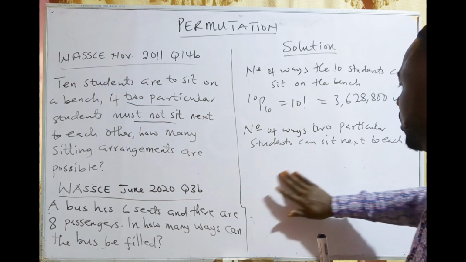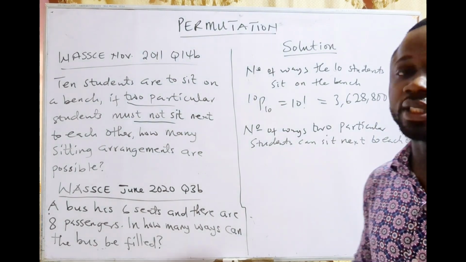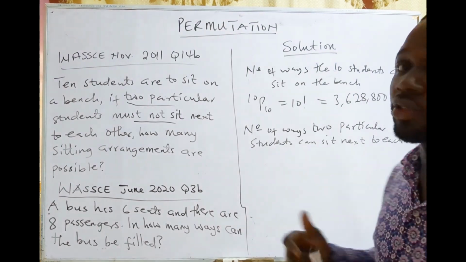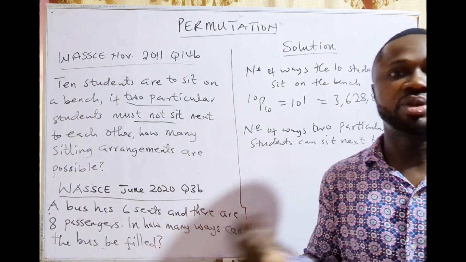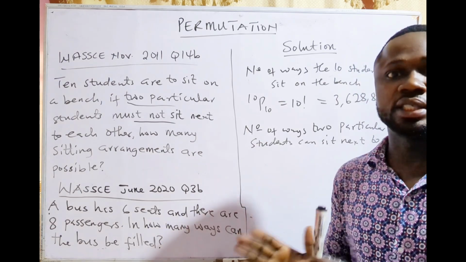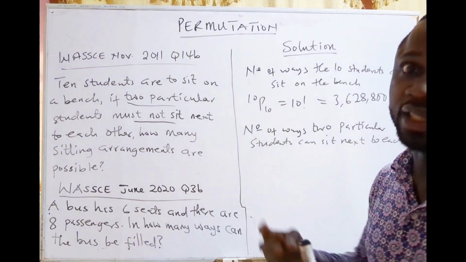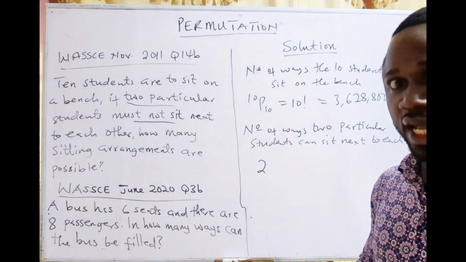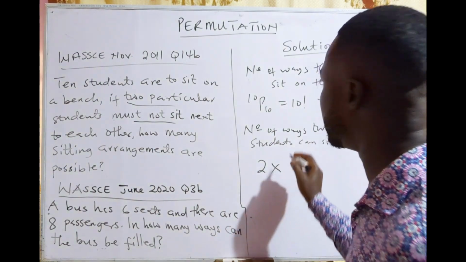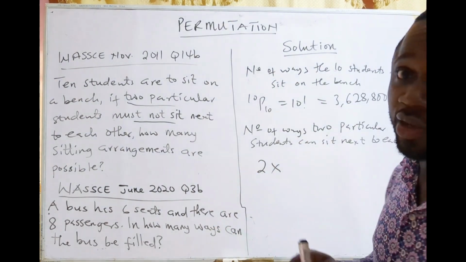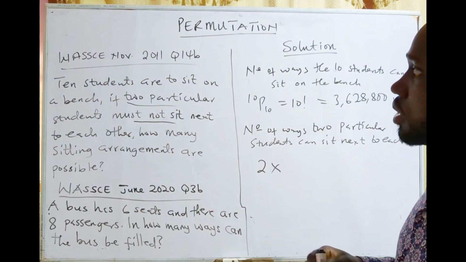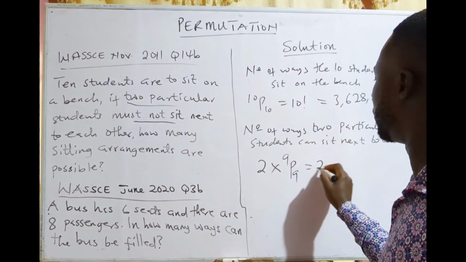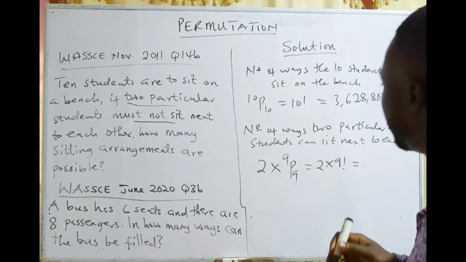As they become 9, you have to take note that these two particular students who are sitting next to each other can interchange positions. Though they are together, one can sit on the left and one can sit on the right. So we have two ways that these two students can sit next to each other. Then since we take them as one, there are 9 students. That will be 9 permutation 9, and that will be 2 times 9 factorial. I believe you get it.